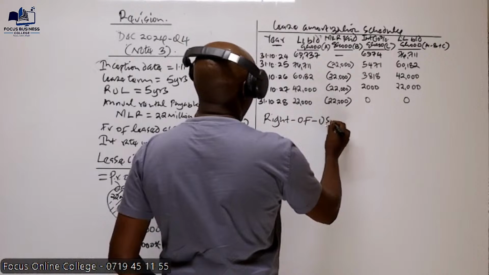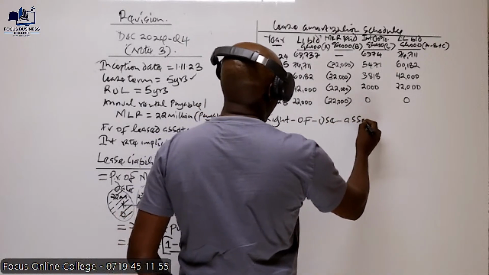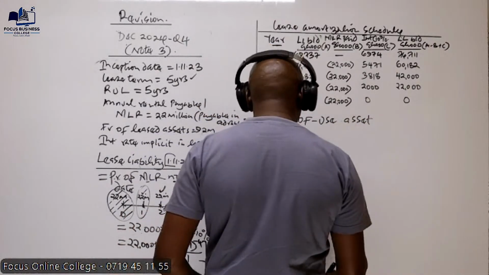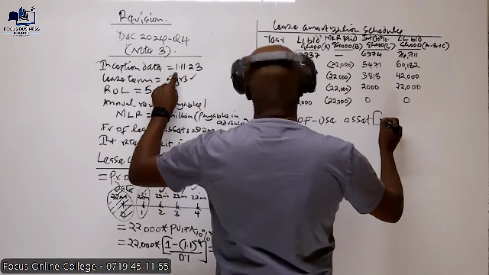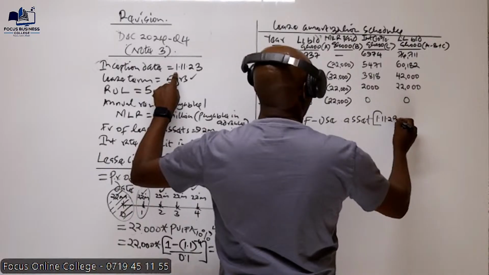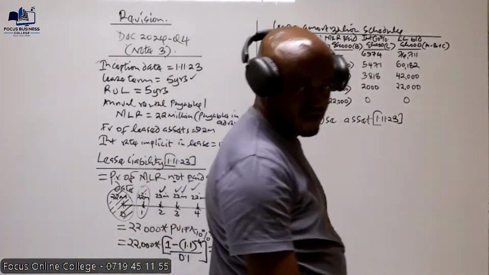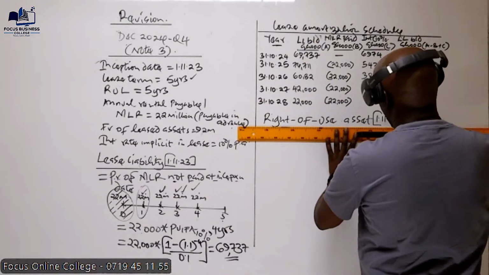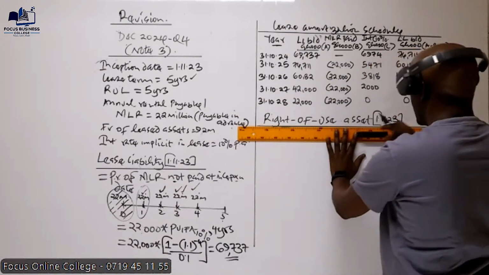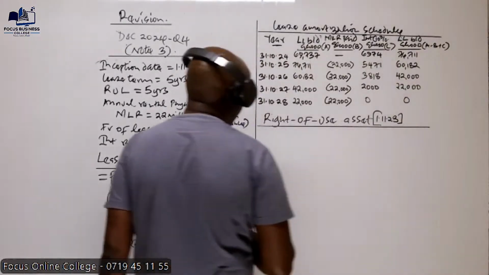Then after amortizing that lease liability, we proceed and we determine something called the right of use asset. Equally, this right of use asset, we compute this at the inception date of the lease, 1st November 2023. So how do we compute this particular right of use asset at the inception date?